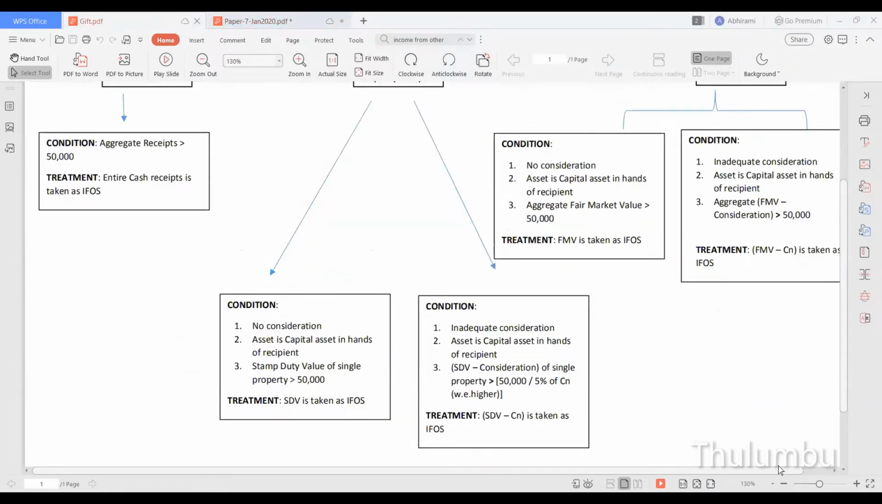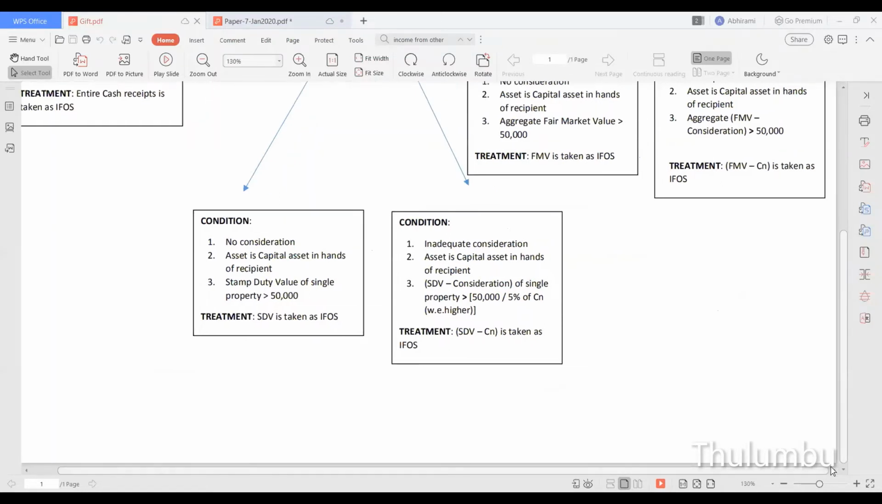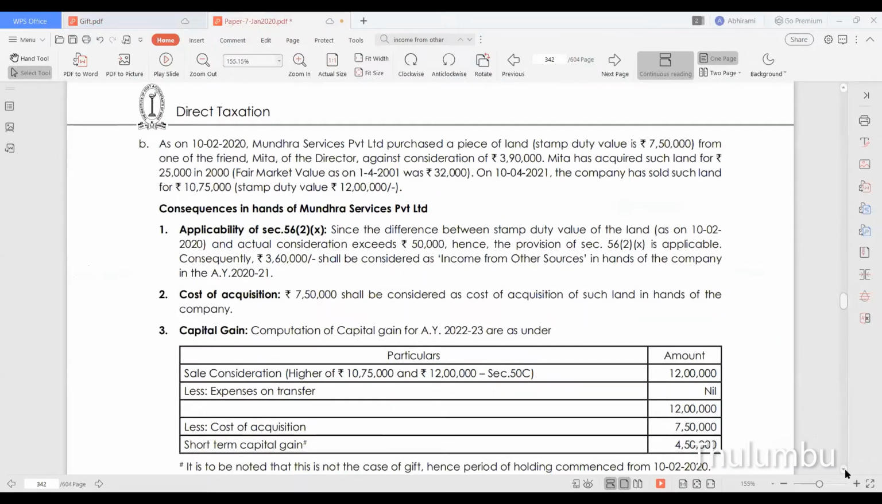So now gift received on movable item. Movable property, first one is no consideration. Say for an example, a gold chain is received without consideration and the value is greater than 50,000, then entire value is aggregated. The point to be noted is aggregate. The entire fair market value is taxable as income from other sources.